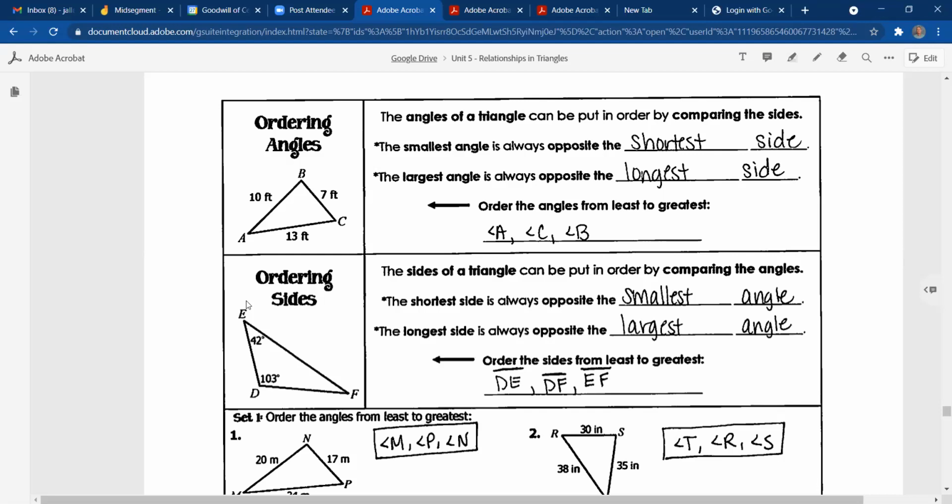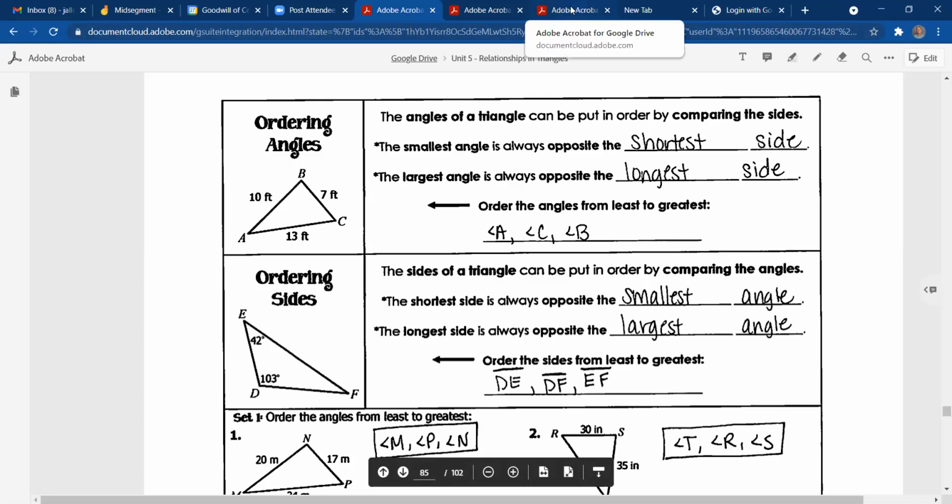That's all there is to this ordering business. Make sure that you have these relationships filled in. Questions on that?